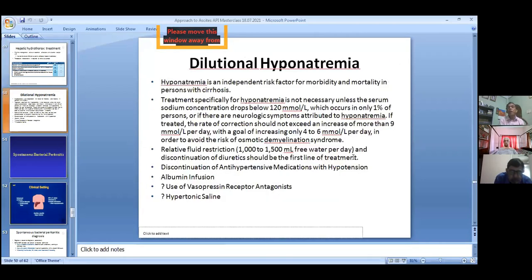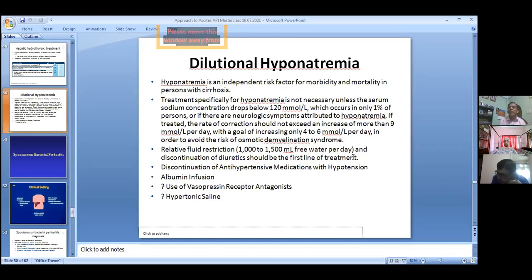Dilutional hyponatremia. Hyponatremia is an independent risk factor for morbidity and mortality, and as for specific treatment for hyponatremia, if the sodium is less than 120, then you should think that you have to manage it. Otherwise, hyponatremia is very common. And if there are neurological symptoms, then it needs immediate management. Otherwise, hyponatremia indicates that it is advanced cirrhosis.